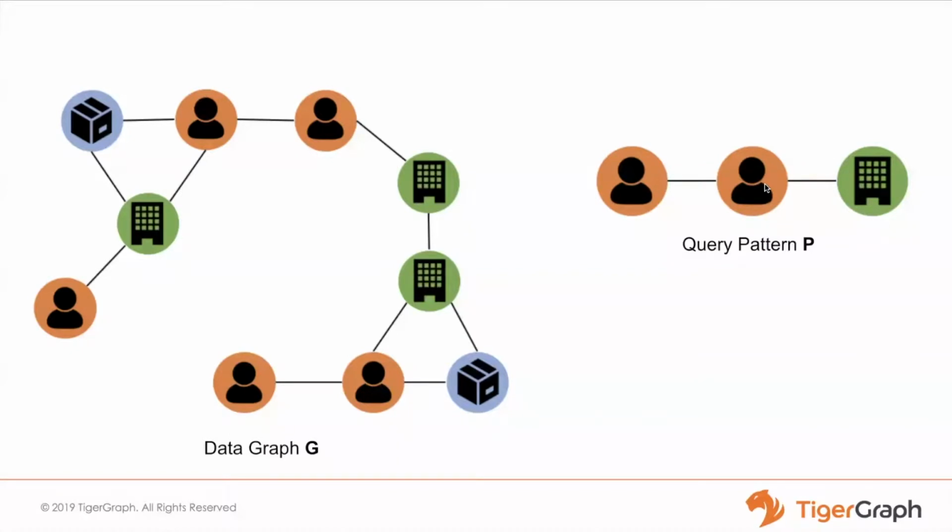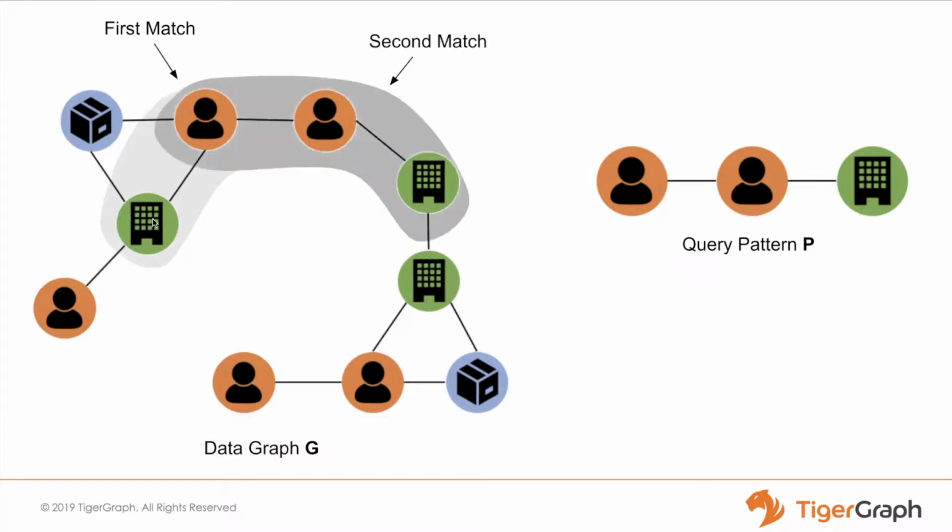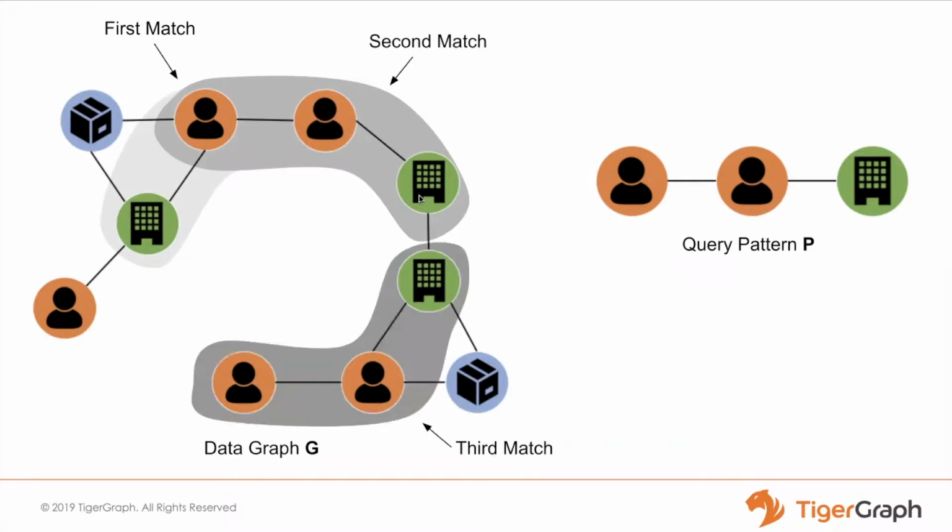Given this setup, the database is going to find any subgraph that matches the query pattern P. The first match is this person, person, company. The second match is this one, person, person, company. And the third one is this person, person, company. They all conform to the pattern schema, and then the query results will return the three subgraphs to the query writer.